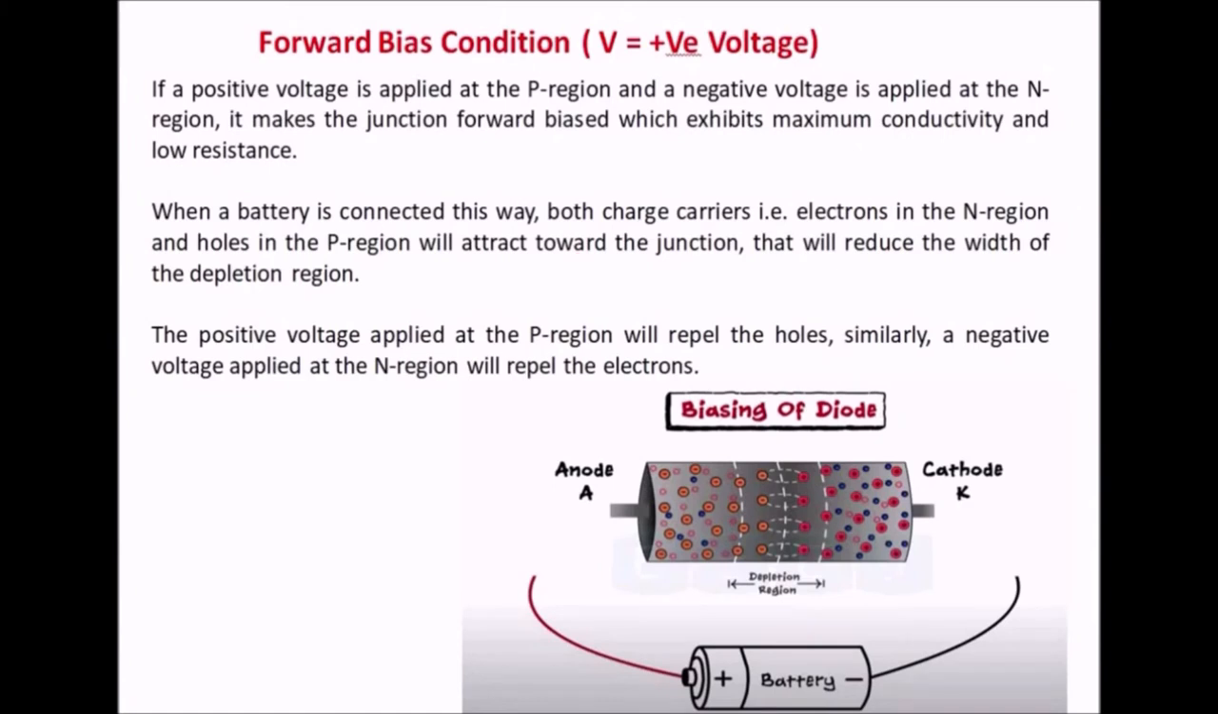Coming to the second condition, that is the forward bias condition. In this case, the anode is connected to the positive terminal of the battery, and the cathode is connected to the negative terminal of the battery. If somebody asks you what you mean by forward bias condition, you will say in forward bias condition, the anode of the diode is connected to the positive terminal of the battery, and the cathode of the diode is connected to the negative terminal of the battery. This is called the forward bias condition, right? Now what is happening in forward bias condition? Let me show you.